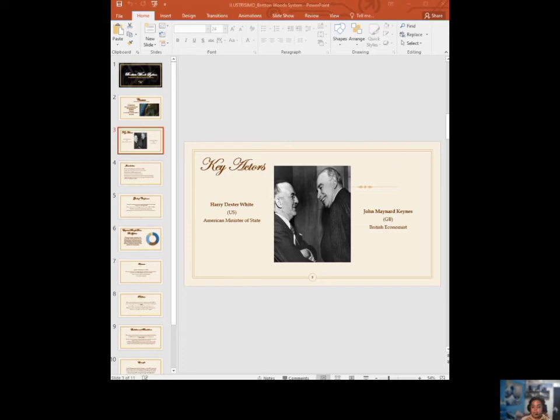In White's plan, he envisioned a more modest lending fund and a greater role for the US dollar rather than the creation of a new currency. In the end, the adopted plan took ideas from both, and it leaned more towards Harry Dexter White's plan.